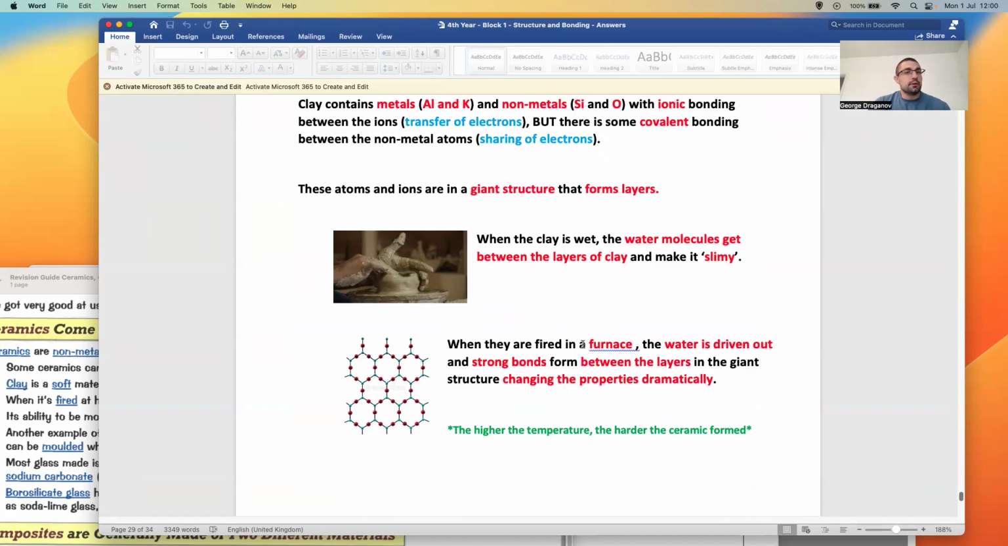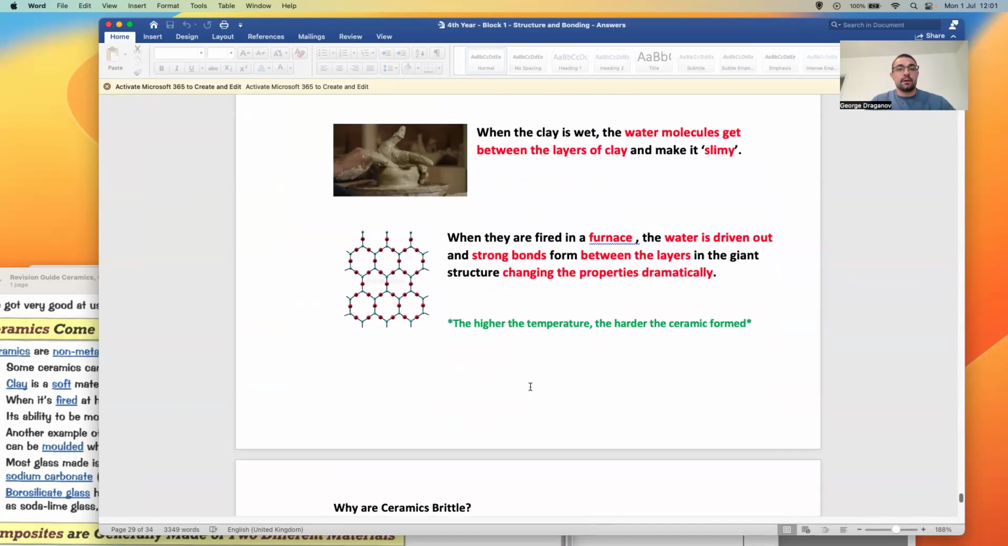When you put it in a furnace, what happens is the water molecules get driven out, and then strong bonds form between the layers in a giant structure, which then change the property dramatically. So they can harden and be used for bricks, make houses. Okay, so you're driving the water molecules out in the furnace, and that's what's happening.